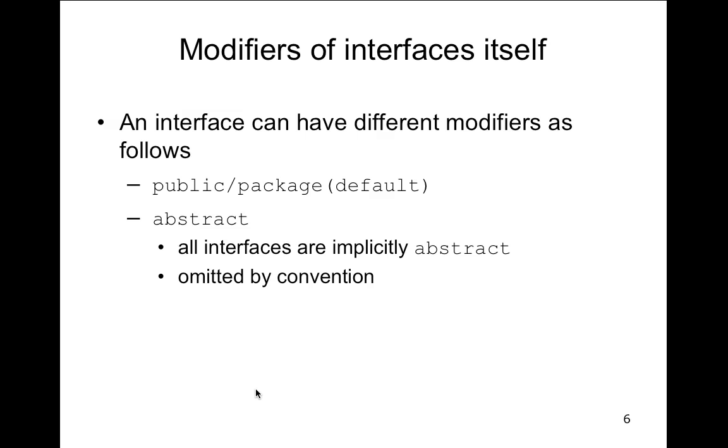So an interface can have different modifiers. It could be public or package default level, which is what ends up happening. So if you leave it out, it becomes public or package. It could be abstract. All interfaces are implicitly abstract, however, so that's also omitted. So to create an interface is actually quite simple. It doesn't really have anything in it. I mean, it doesn't really have as many options to mess around with.